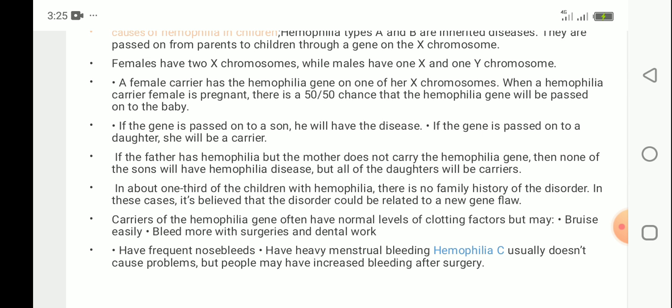Carriers of the hemophilia gene often have normal levels of clotting factors but may bruise easily. That means they bleed more with surgeries or dental work. If they are having any dental issues or surgeries, at that time the bleeding level will be more. And they will have frequent nose bleeds and heavy menstrual bleeding if the child is female. And hemophilia C does not cause many problems, but people have increased bleeding after surgery.